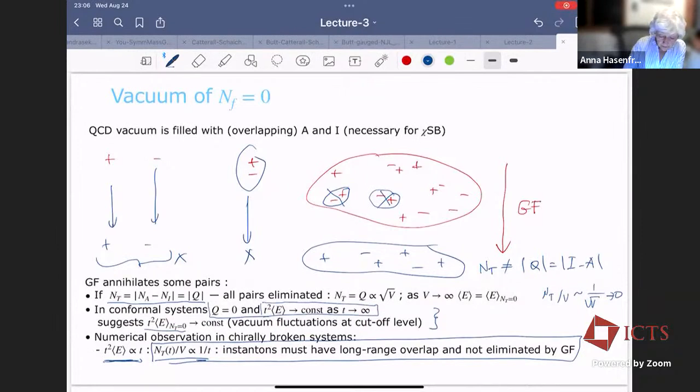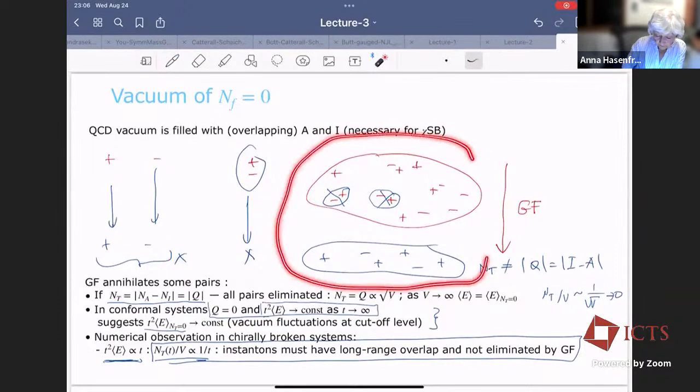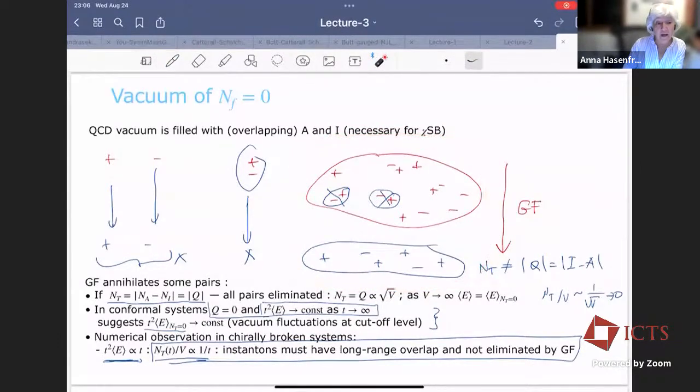And that can be consistent only with this kind of setup, where we have some pairs that annihilate, but some of them remain well separated, and only at very large flow time will they move together and get annihilated. So that's a very interesting possibility. It should be or can be studied on the lattice.